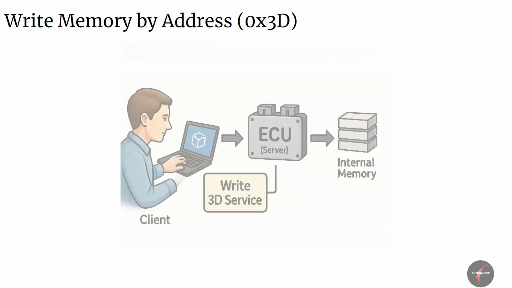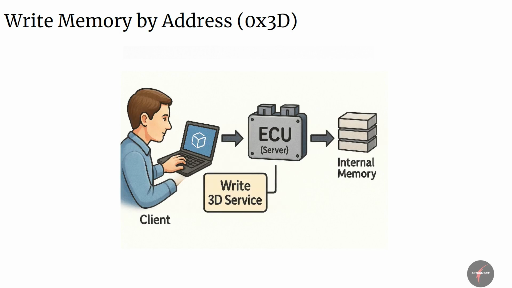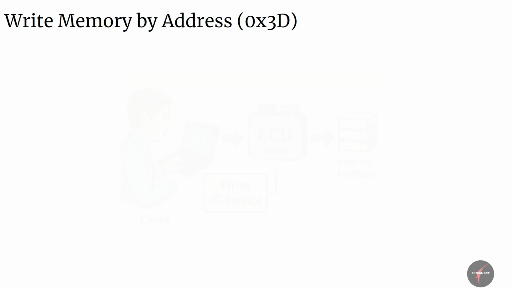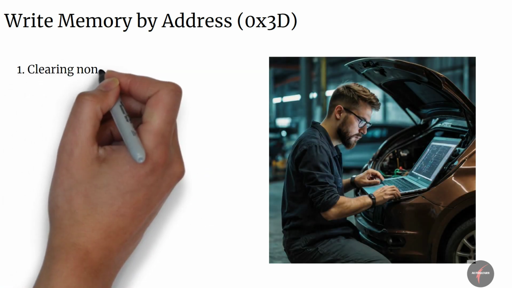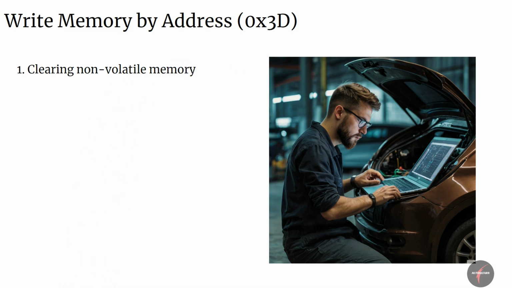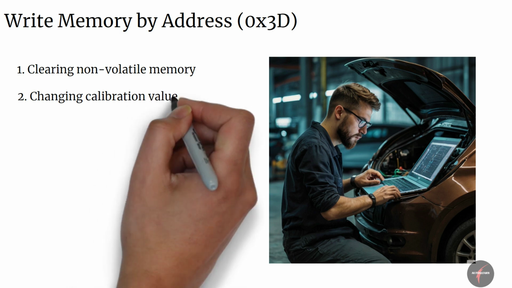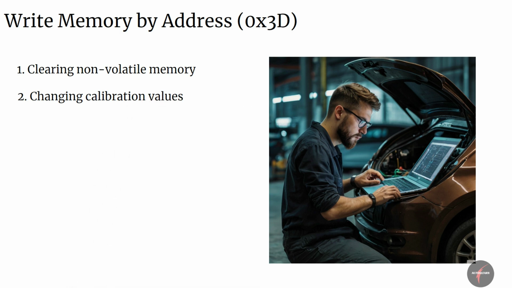Write Memory by Address allows the client to write data into the server, specifically at one or more contiguous memory locations. Possible use cases of this service include clearing non-volatile memory, like erasing data stored in flash memory, changing calibration values, especially when these values are only accessible by a memory address.